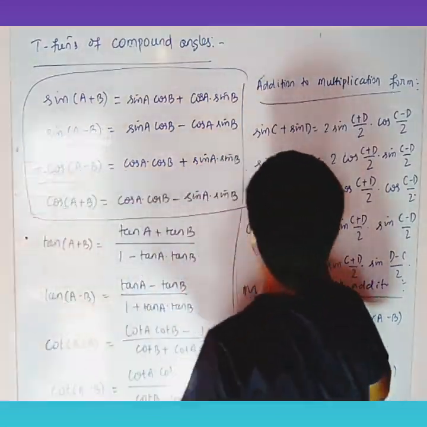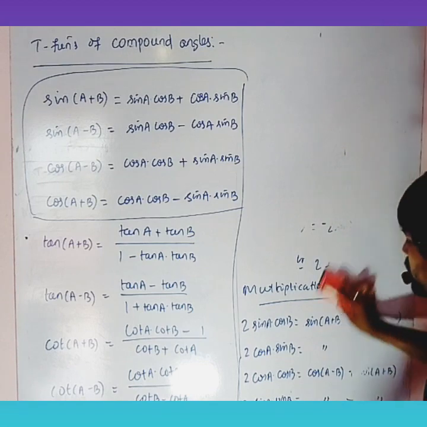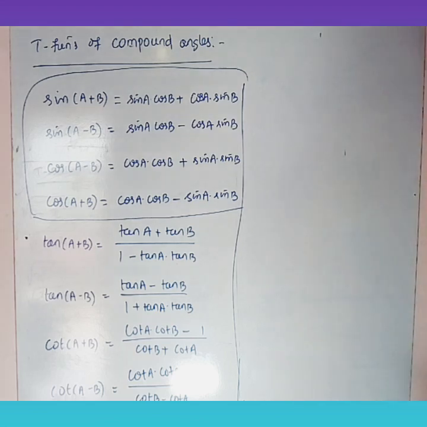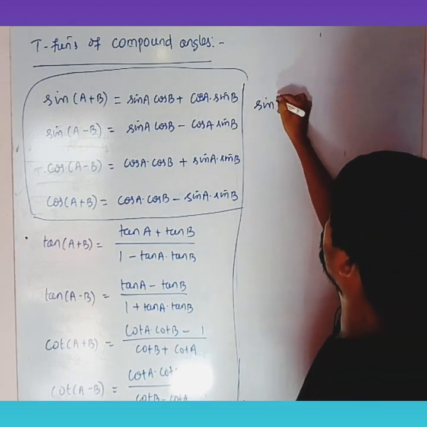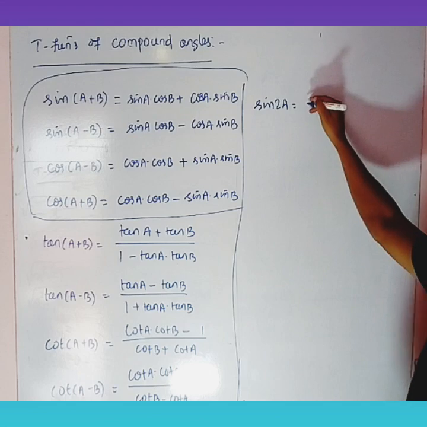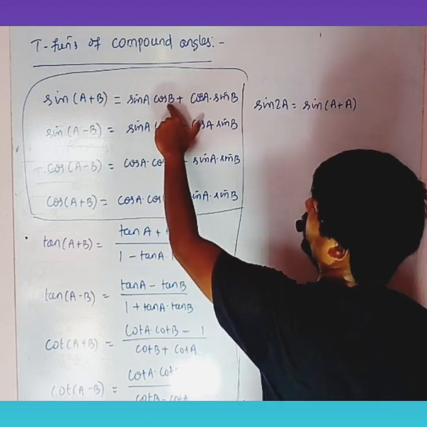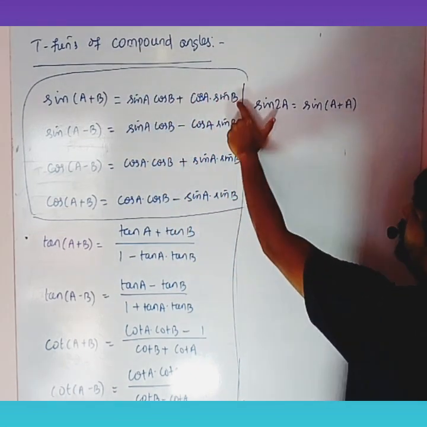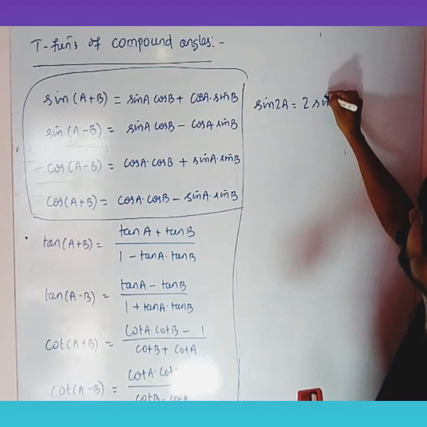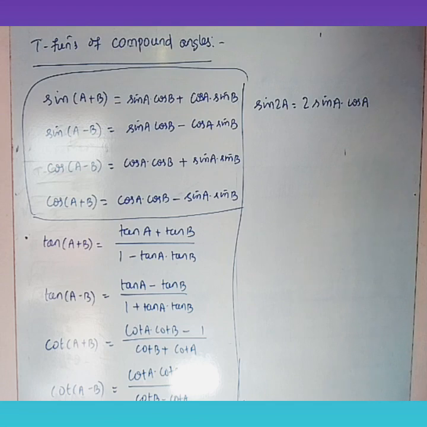Now, trigonometric functions of multiple and submultiple angles. Formula for sin 2a. We know the proof for sin 2a: to find sin 2a, we have to write sin a plus a. In place of b, we have to put a, that is sin a into cos a plus cos a into sin a, same term. So by adding these two, we get 2 sin a into cos a. So formula for sin 2a is 2 sin a into cos a.